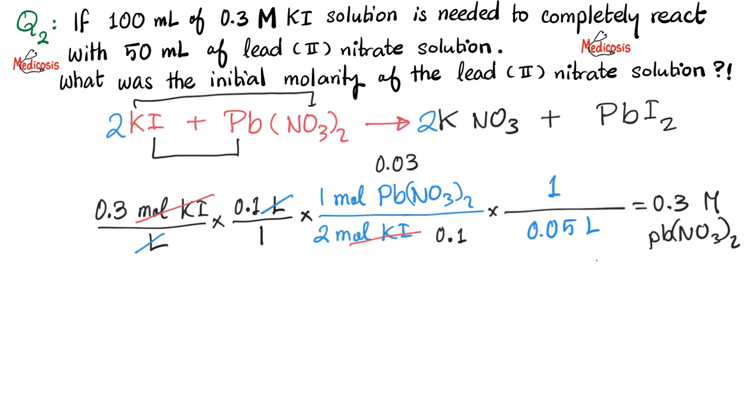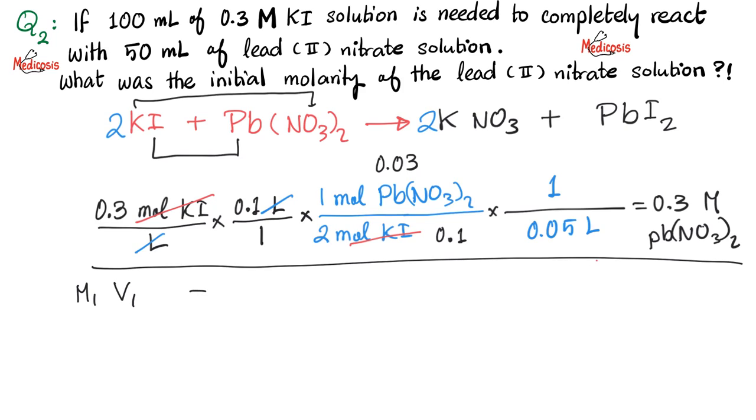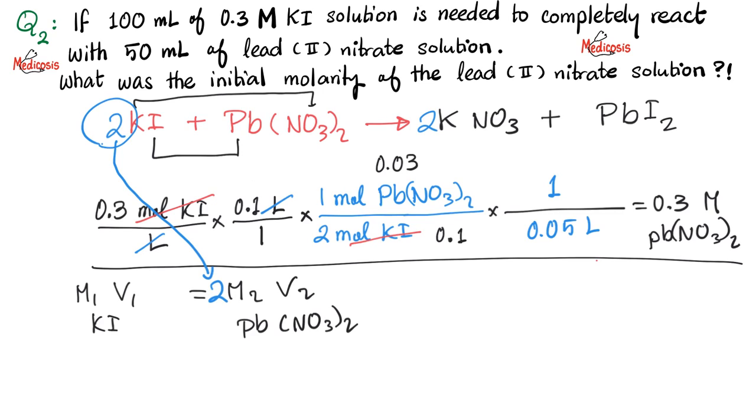Okay. And is there another way to solve this problem? Absolutely. And this is the famous M1V1 equals M2V2. But let's say what we're talking about. M1V1 is for potassium iodide. M2V2 is for lead-2 nitrate, just like that. Be very careful with the stoichiometric coefficients, and you need to do the crisscross action. The 2 goes here, and the 1 goes here. You do not have to write the 1.